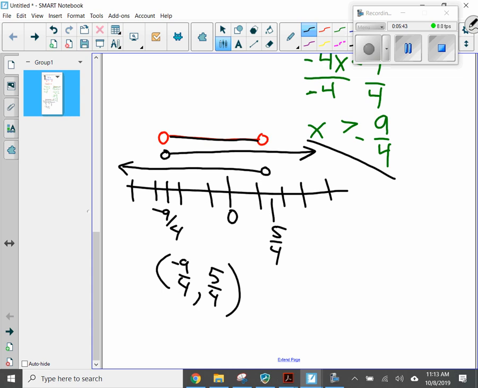Yes, please. So you don't write like the U and like the infinity thing because you're not included? That is correct. That's right, because going out here to negative infinity is not included in the solution. The only thing that's in the solution is everything between -9/4 and +5/4. Does that make sense? Are we pretty good with that? Okay.